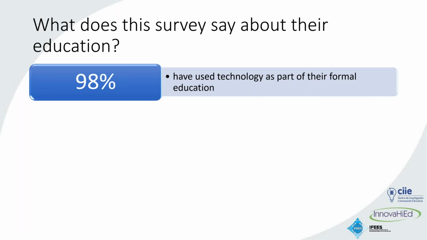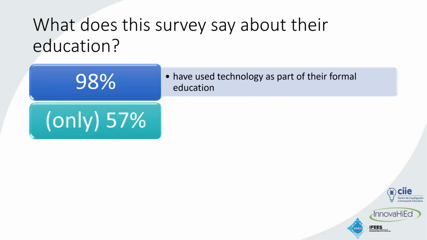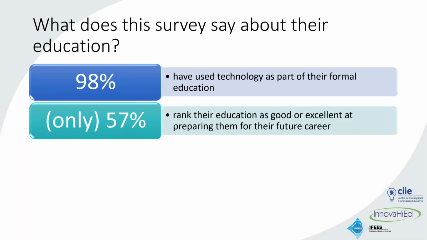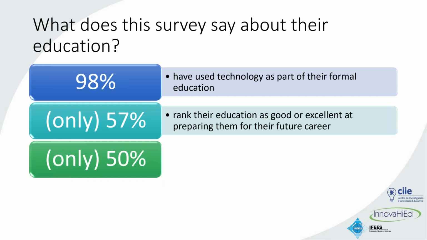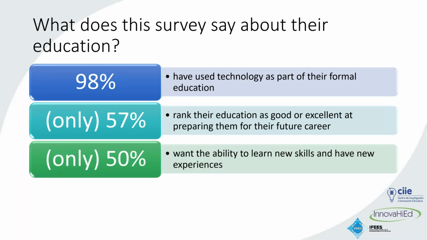And it's good. I think it's good information for us. But now we have some other data that are not so good. Only 57% of them rank their education as good or excellent at preparing them for their future career. So this means that 43% of them think that they are not well prepared for their future career, and this is really a concern. Only 50% want the ability to learn new skills and have new experiences.